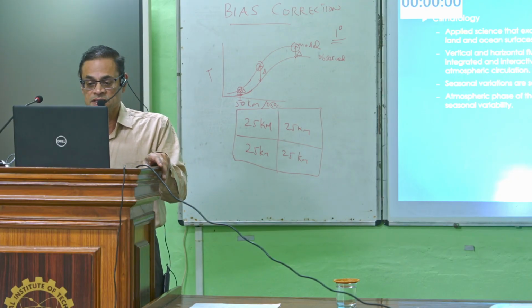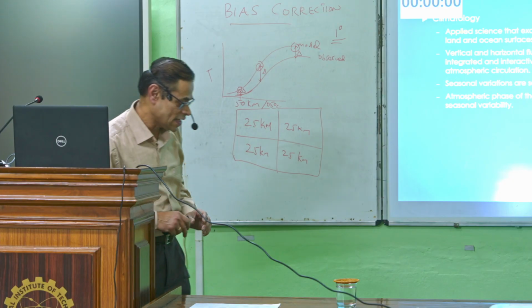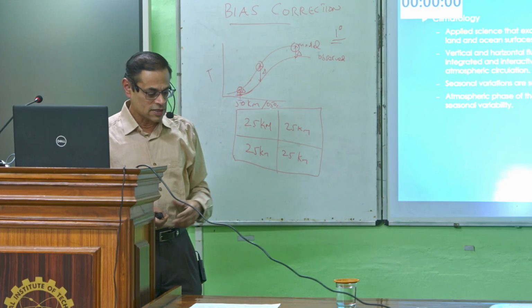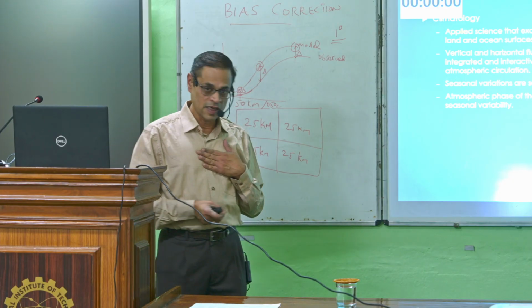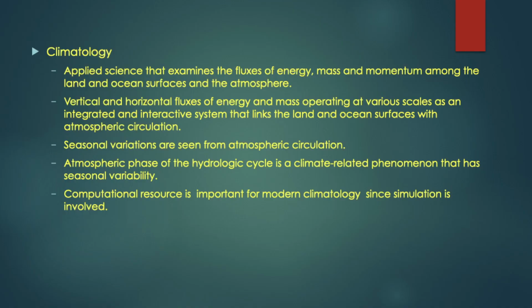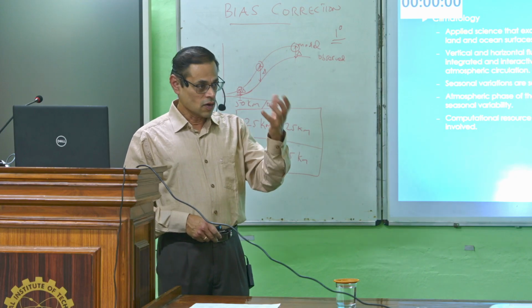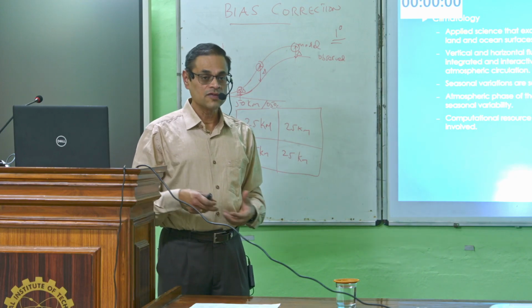Again, the atmospheric science phase of the hydrologic cycle is a climate-related phenomenon that has seasonal variability. It's the same as hydrology. We also have hydrologic cycle seasonal variability. The atmosphere also has the same thing. Okay, and computational resource is important for modern climatology since simulation is involved. I kind of highlighted that, showing the grids on a global scale and how to quantify those things.